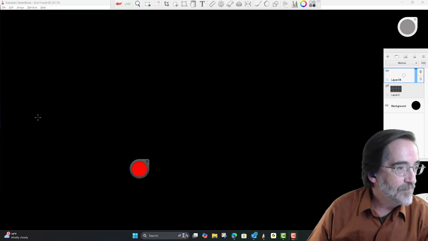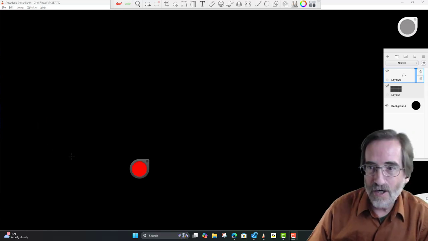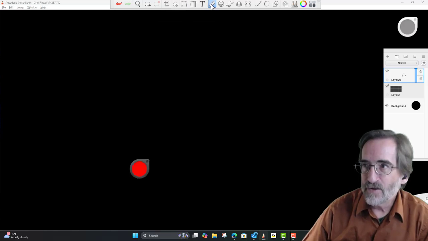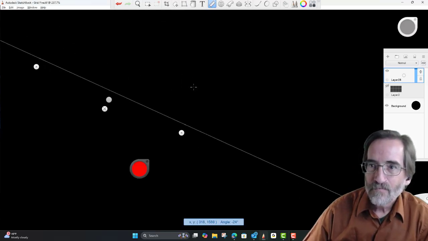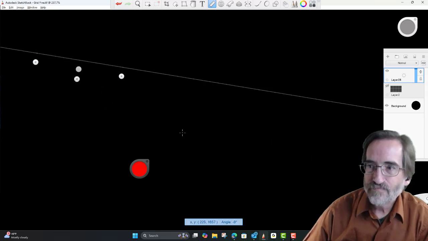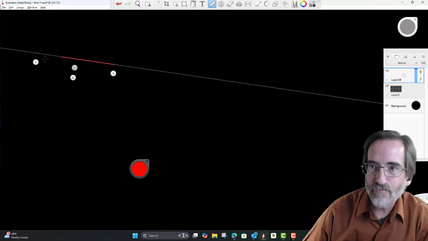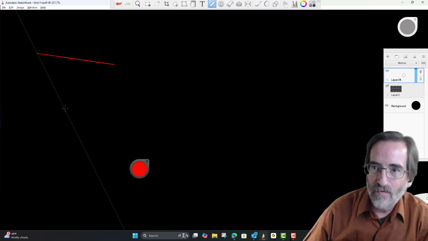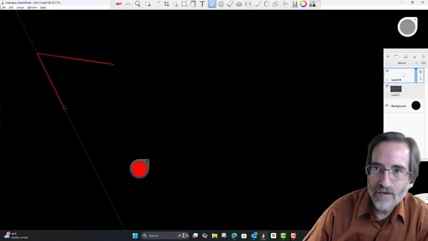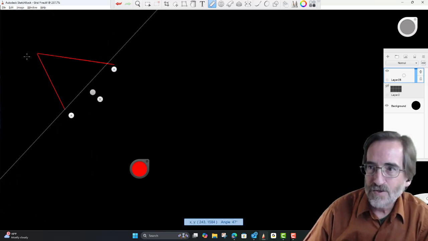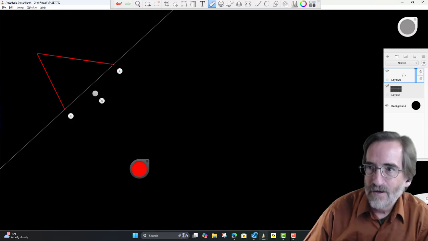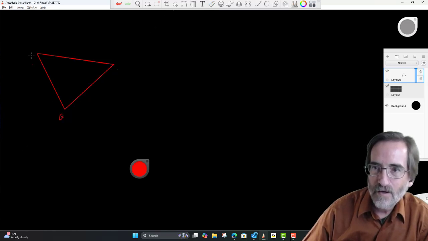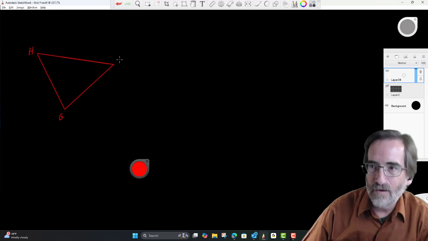Okay? So on a blank sheet of paper, sketch triangle GHI. I'm going to sketch a triangle, and this is any triangle. Your proof needs to include a sketch, so do include a sketch of the triangle GHI.